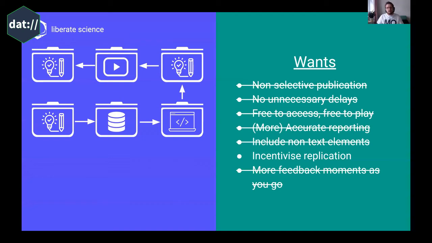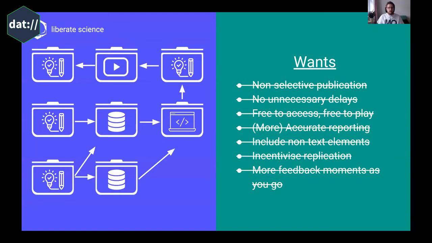We include non-text elements, and we get more moments for feedback. Plus, if we have this modular, stepwise, as-you-go reporting, we also get more incentivized replication, because we can add new research steps that directly link back to the previous one. So we don't need to retrace all the steps, rehash all the steps every single time. So that gives us a framework to pretty much address or make progress on a lot of these.